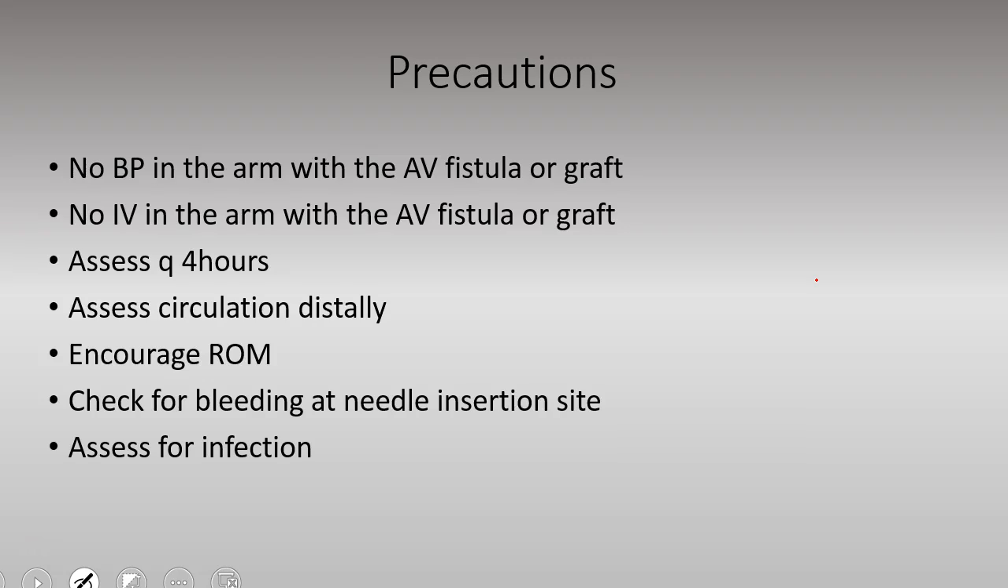All right, so precautions. There is to be no blood pressure in the arm with the AV fistula or graft. There will be no IV in the arm with the AV fistula or graft. That's because doing blood pressures or IVs can damage the grafts themselves. You don't ever do an IV in an arm that has an AV fistula, because if the IV infiltrates, you can cause a lot of damage to that fistula or graft.